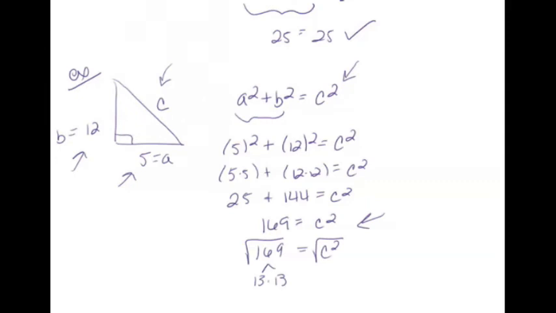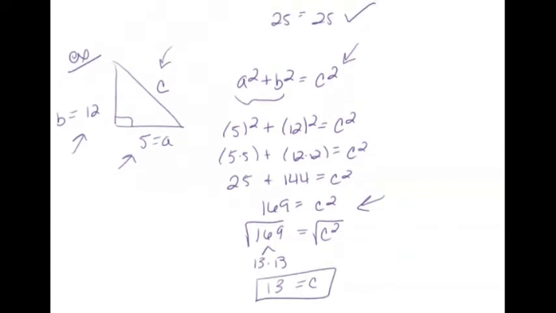But I'm guessing a lot of you will need your calculator, and you'll need to put in the square root of 169 here in order to be able to identify that C is 13. So our missing side length is 13.